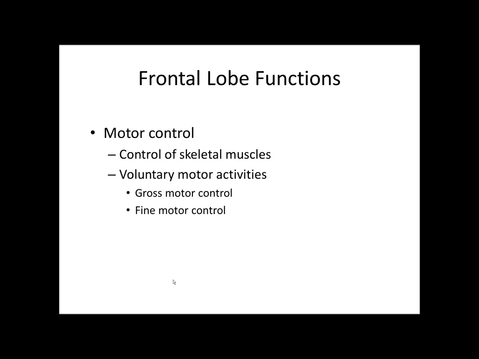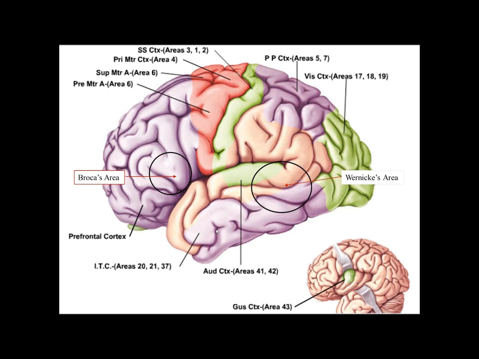So frontal lobe functions include motor control, control of skeletal muscles, voluntary motor activities, gross and fine motor control. That's all contained in the frontal lobe. So here's a picture of Broca's area. It kind of underlies the F7 electrode if you were to think about training this. Broca's area is associated with the creation of the motor template for speech.